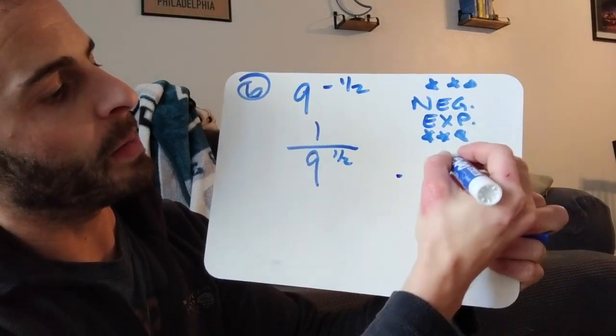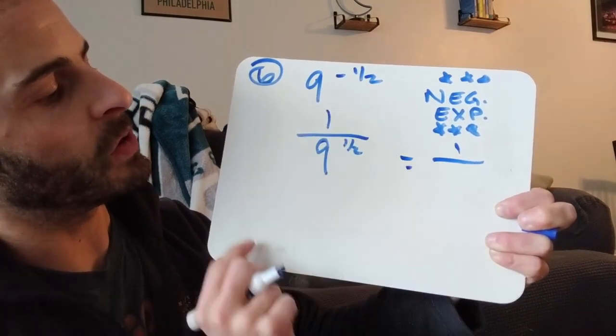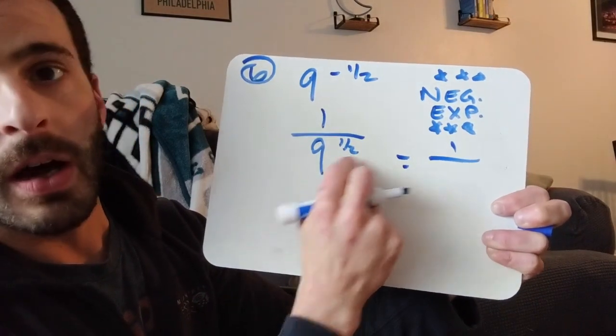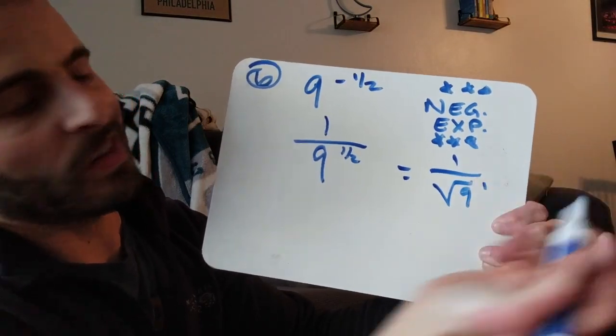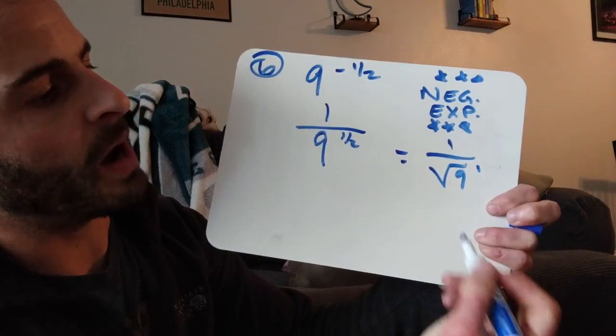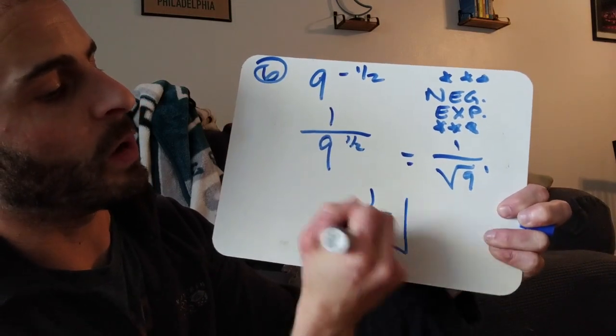All right, so I know that I'm going to have 1 over something. And what does 9 to the 1 over 2 mean? Well, that means the square root of 9 to the first power. So it's 1 over the square root of 9, and I don't really need to write to the first power. Anything to the first power is itself. So do I know the square root of 9? Yes, I do. It's 3.